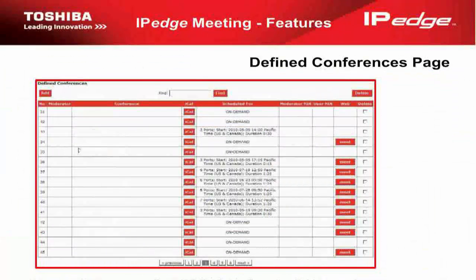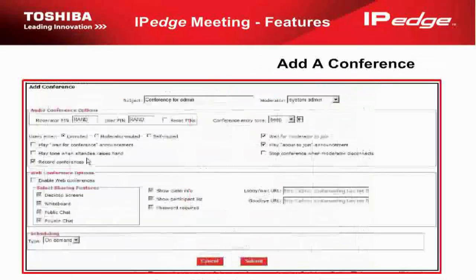The Defined Conferences page lists the conferences that have been defined in the system by the administrator or a moderator. The Add Conference page allows the user to set the parameters for the conferences. Once the parameters are established, the user can conduct on-demand conferences or scheduled reservation-based conferences. The scheduled reservation-based conferences can be one-time or set up as recurring conferences. The on-demand conferences are supported on a best effort basis.